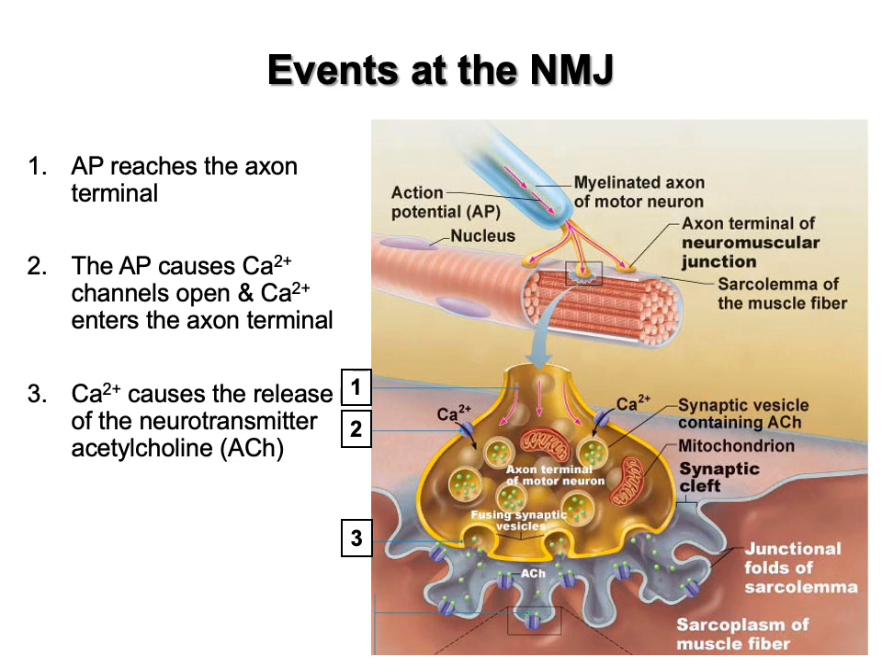So here are the events at a neuromuscular junction. A lot of this is going to be reviewed because the first part of it is very similar to what happens at a junction between two neurons. So what happens first? The action potential reaches the axon terminal.